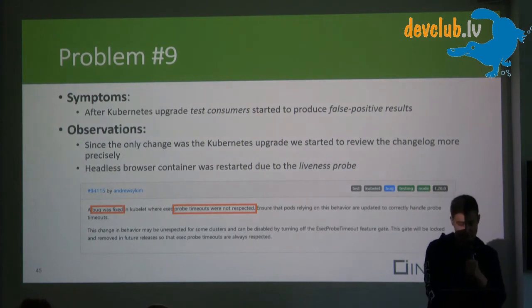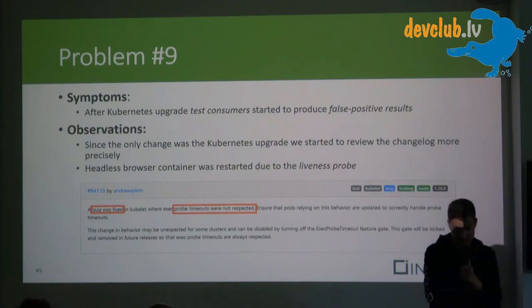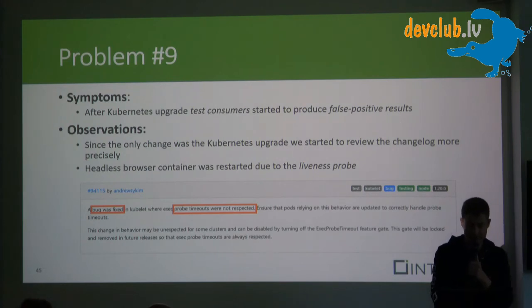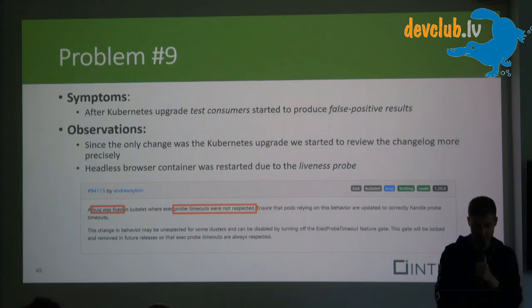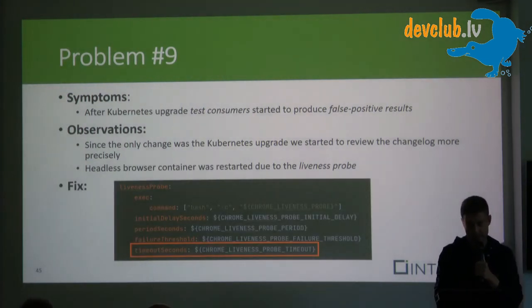And then we found a tiny note in the changelog that the timeout parameter for the probes was not even working until version 1.20 of Kubernetes. And they just fixed it. So it started to work as it should. And by default, it is 1 second. And because of this, our probe was failing. So we just added this parameter with a proper value.